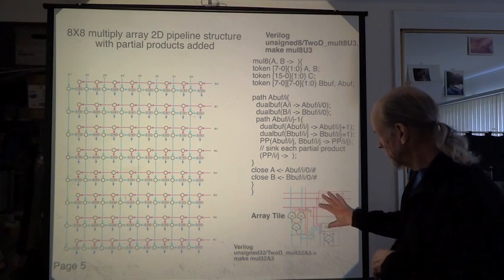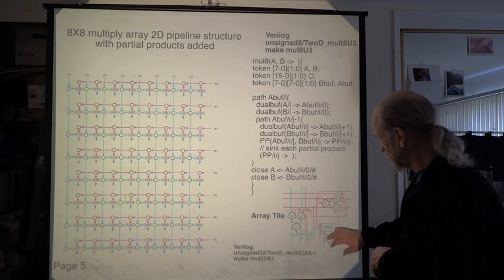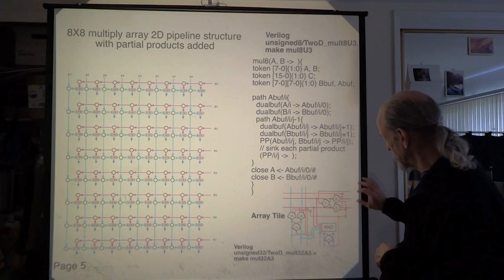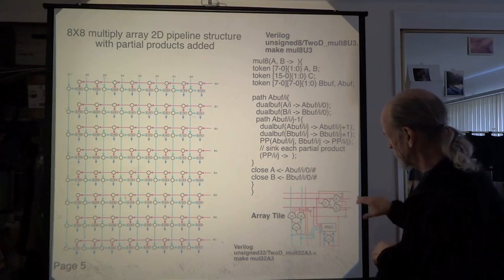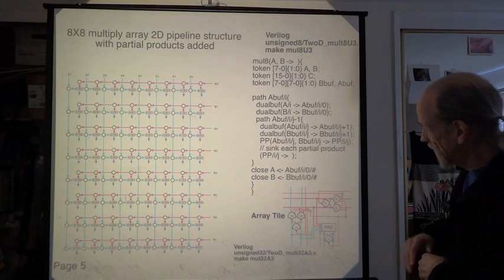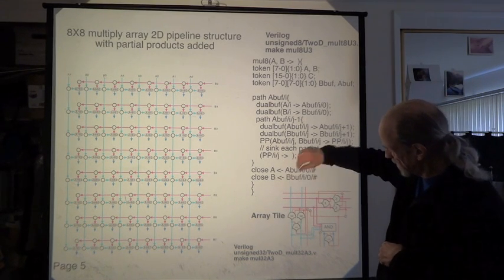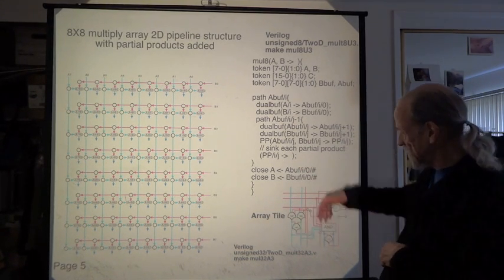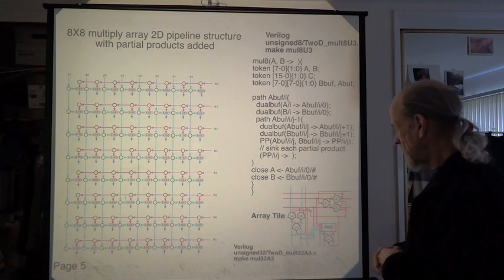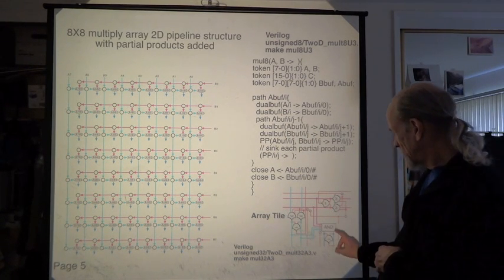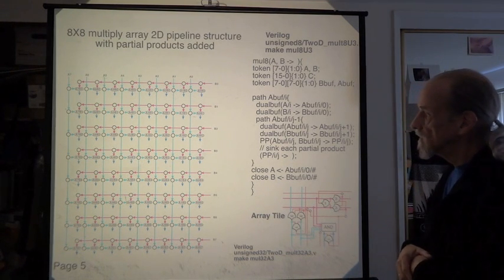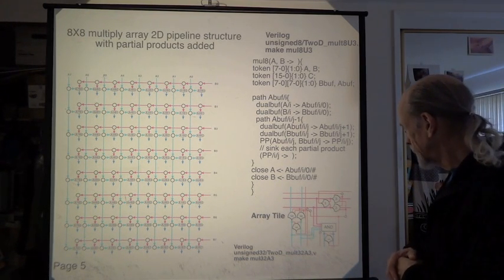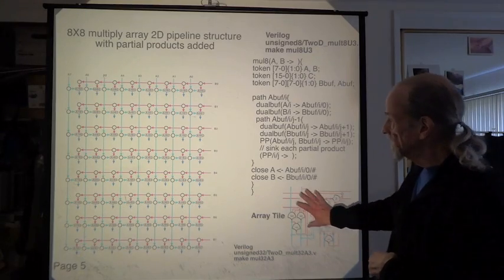So the tile is a component with internal links and half oscillations on its boundary. So this is an input half oscillation, and this is an output half oscillation for the horizontal B pipeline, and this is an input half oscillation and an output half oscillation for the vertical A pipeline. And this is the output half oscillation for the partial product. So we just tile these in here.